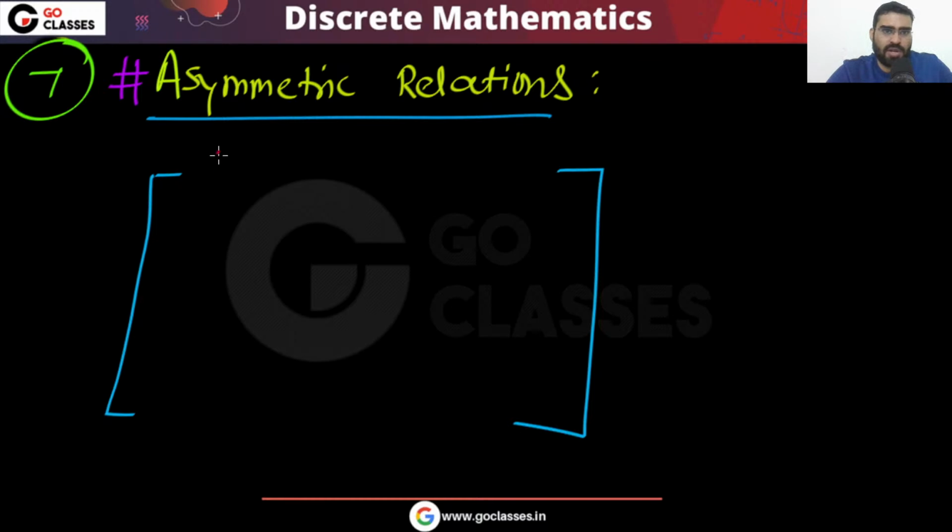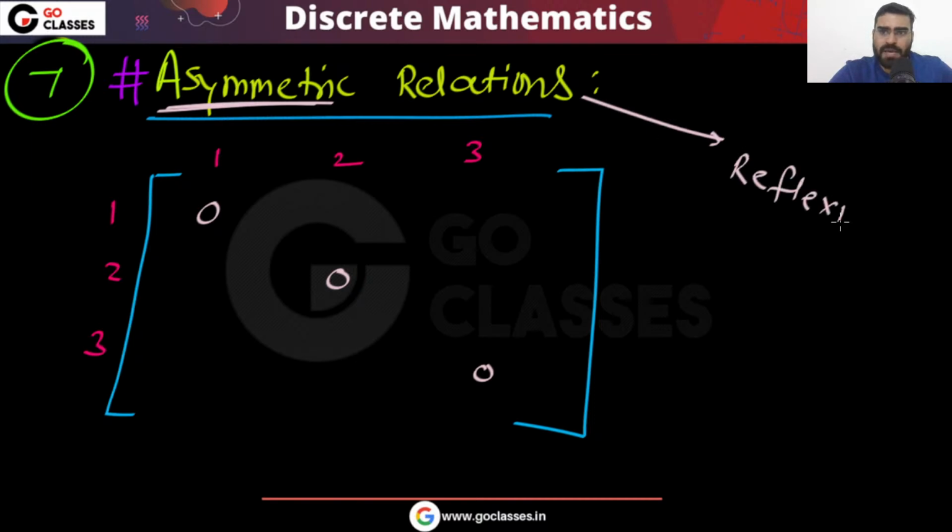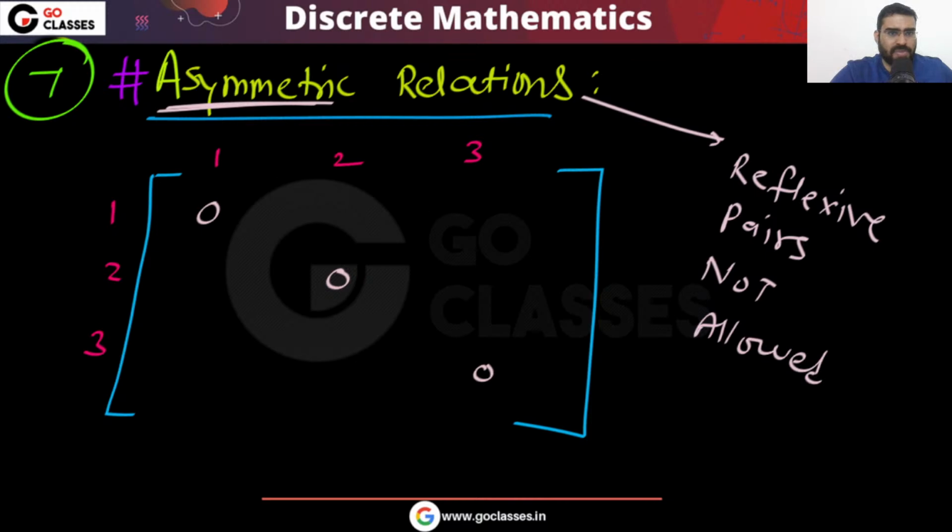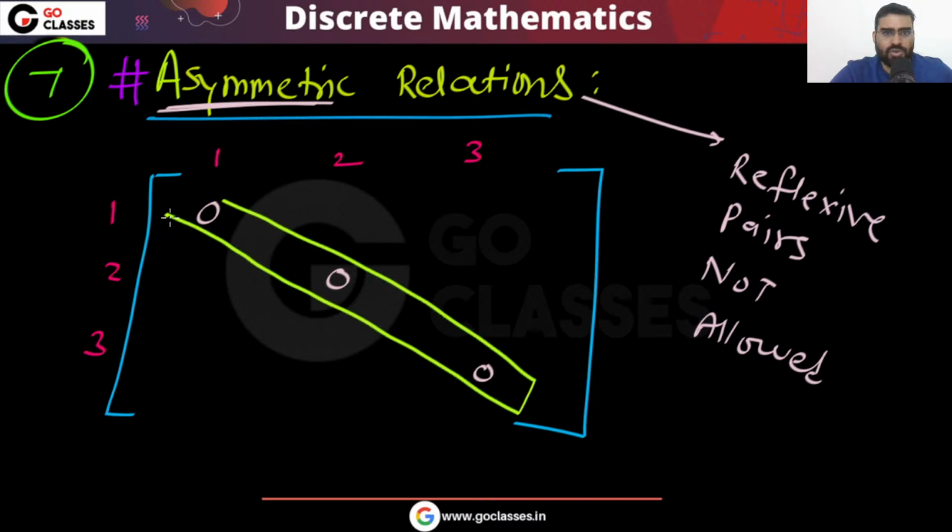So for example, if you have 1, 2, 3 and 1, 2, 3, then all these diagonal elements must be 0. Because I am talking about asymmetric. Asymmetric relation means if A is related to B, then B is not related to A. So in asymmetric, reflexive pairs are not allowed. So you can easily say that this diagonal will be 0.